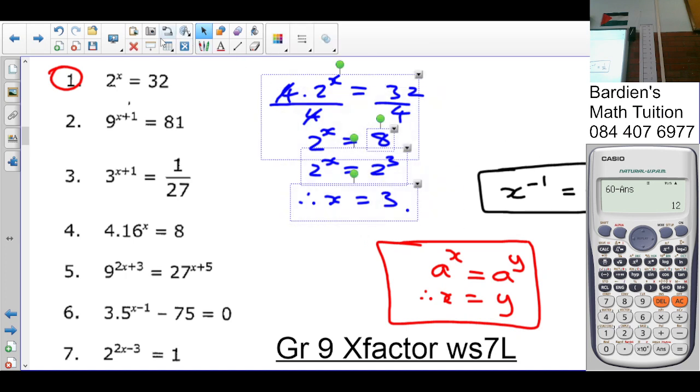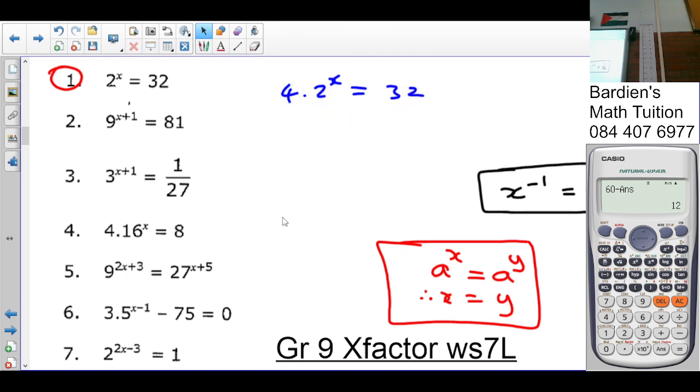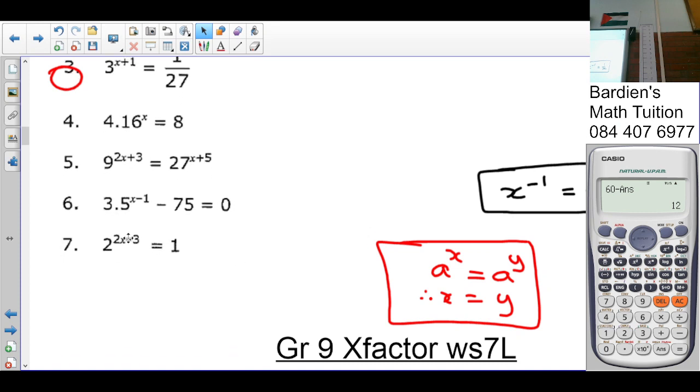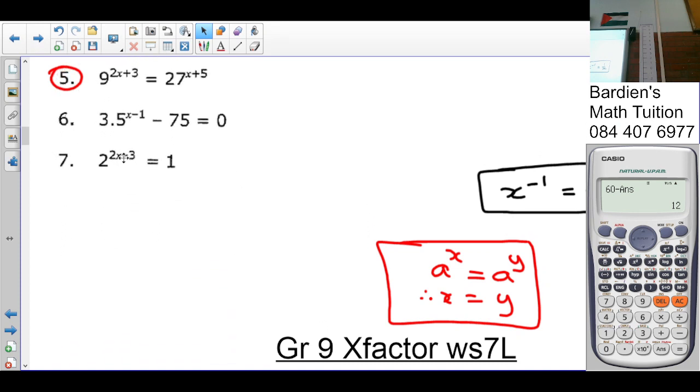You say, oh, you're going to get confused. Number 5. And here they are. 9 to the x plus 5. But the 27 is to the x plus 5.